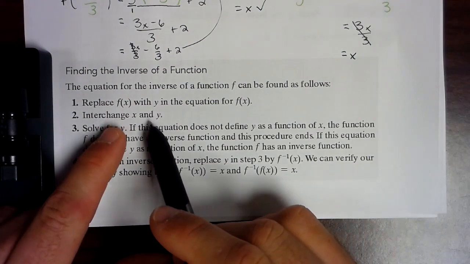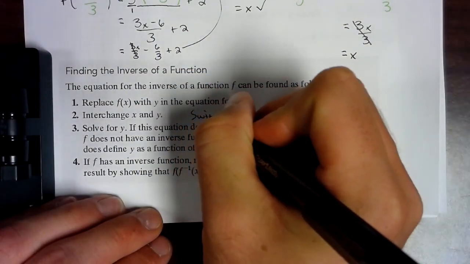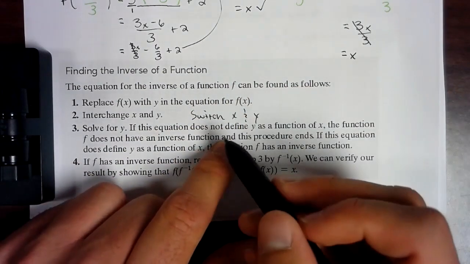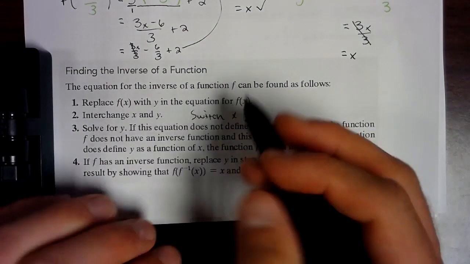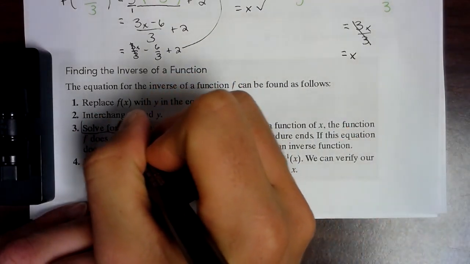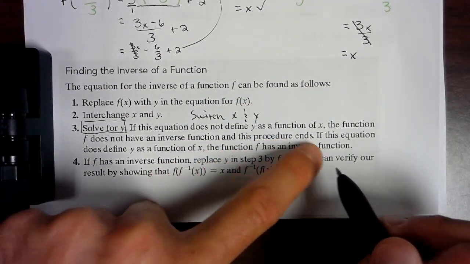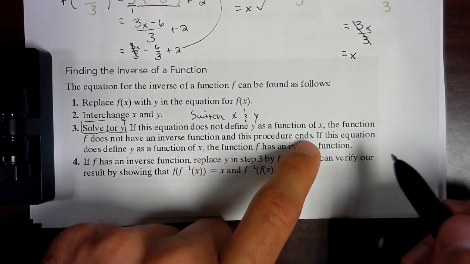And what we're going to do is interchange, or switch, x and y. That literally means in an equation where the y used to be, I'm going to put an x there. Where the x used to be, we're going to put a y there. And then we need to solve for y. That's the really important piece here, meaning get y by itself. If this equation does not define y as a function of x, the function f does not have an inverse function and its procedure ends.